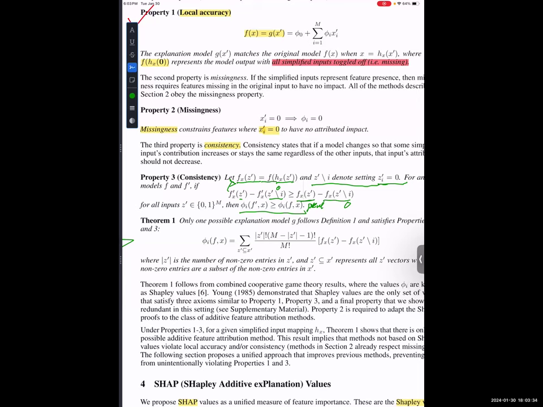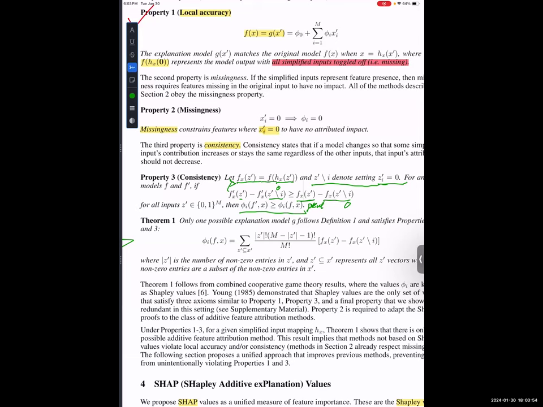Basically, let's say f prime is a better model than f, and there's a feature present and not there, and f prime has a better performance. Then they will argue that the coefficient in f prime is also greater.